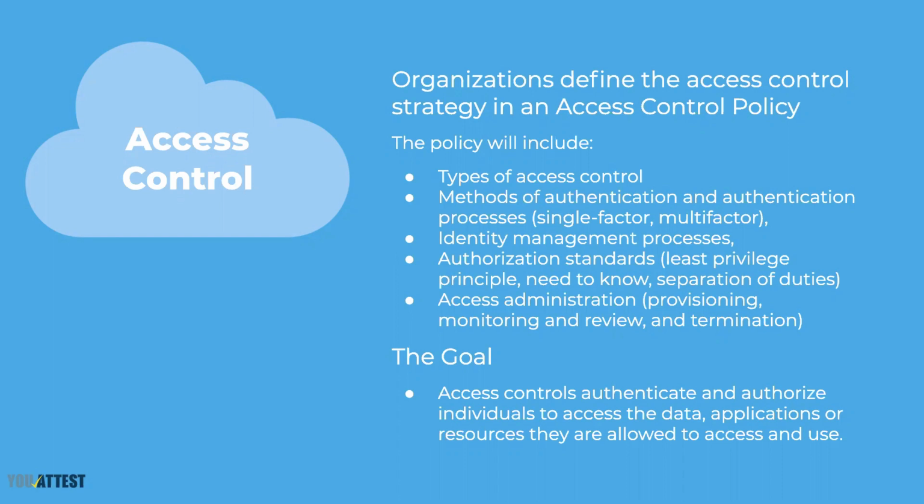4, authorization standards. The authorization standards typically will be what's used in particular situations. Those include least privilege principle, need to know, separation of duties, and how they're applied to access. And then, of course, last but not least is access administration. This section typically includes information around account provisioning, monitoring, and review, as well as termination.